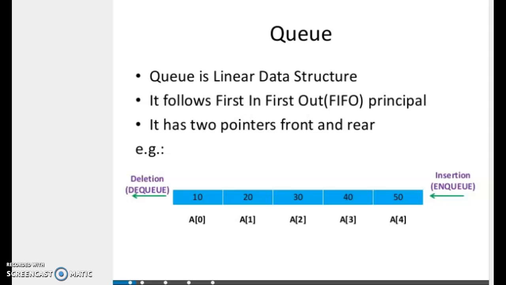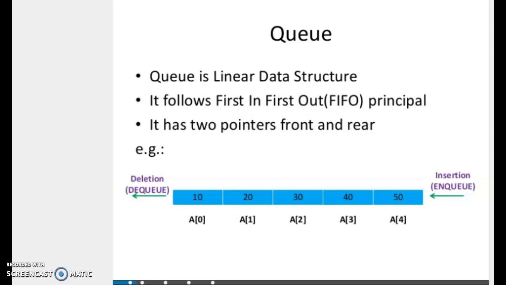That means जो एलिमेंट सबसे पहले आएगा वो सबसे पहले बाहर जाएगा. ठीक है. It has two pointers, front and rear. You can see in the example there is one queue and indexing is given: A of 0, A of 1, A of 2, A of 3 and A of 4. That means here total 5 elements are there: 10, 20, 30, 40 and 50.